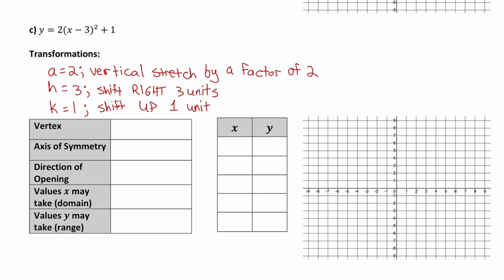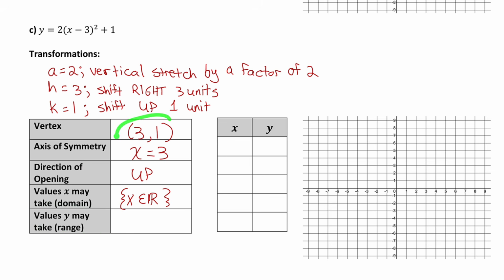So since y equals x squared, which roughly looks like this with its vertex at the origin, since it has been shifted right 3 units and then up 1 unit, its vertex is now going to be at the point (3, 1) instead of at (0, 0). Right, the h and k values become the x and y coordinates of the vertex. And the axis of symmetry will be at x equals h, which is x equals 3. Since a is positive, it opens up. X can always be any real number. And once again, we'll fill out the range after we graph it.